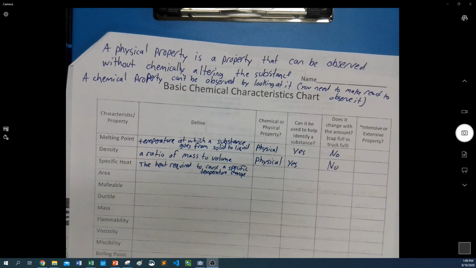So is this physical or chemical? No. So, for example, water. It works both in the same way: either the heat required to increase its temperature or the amount of heat given off as it cools.